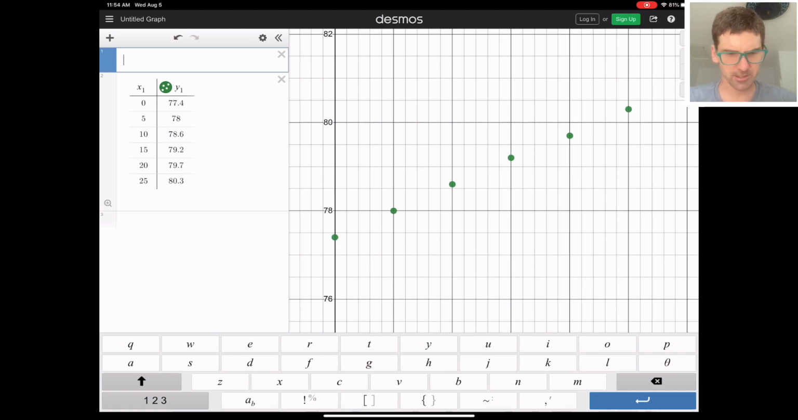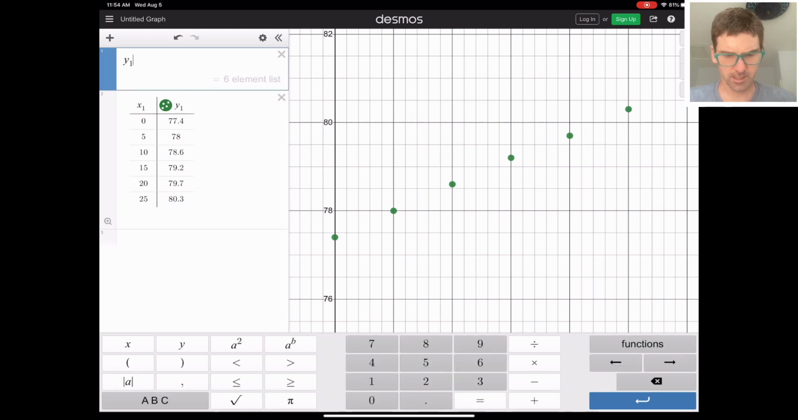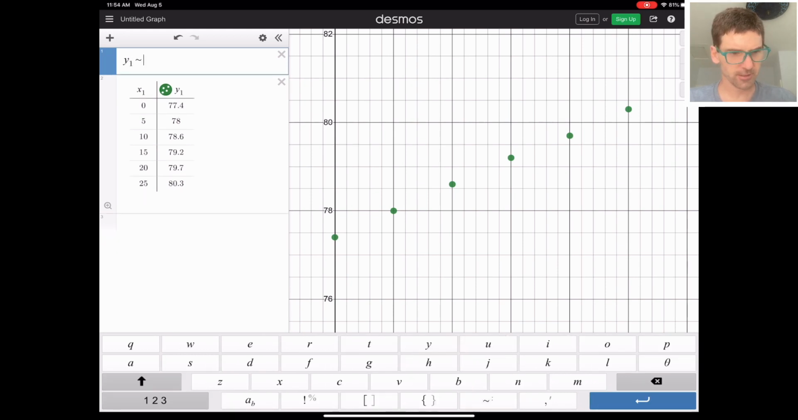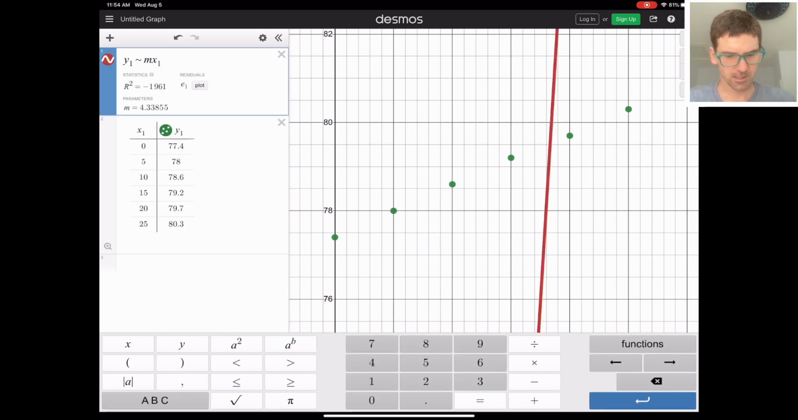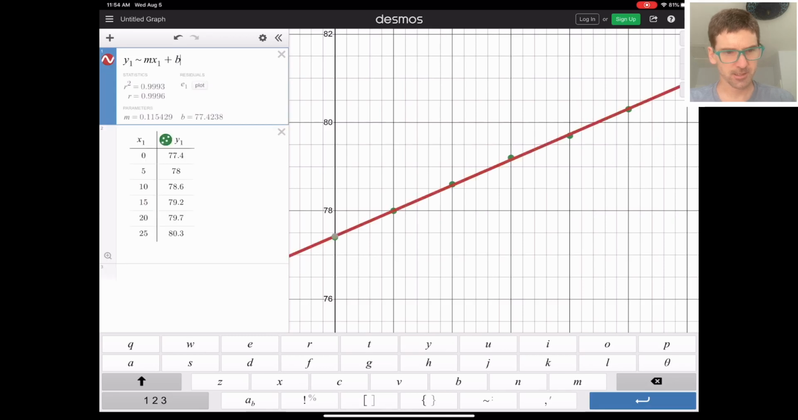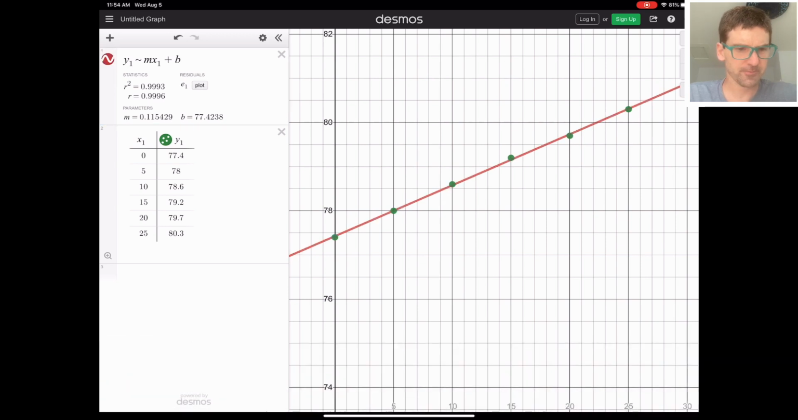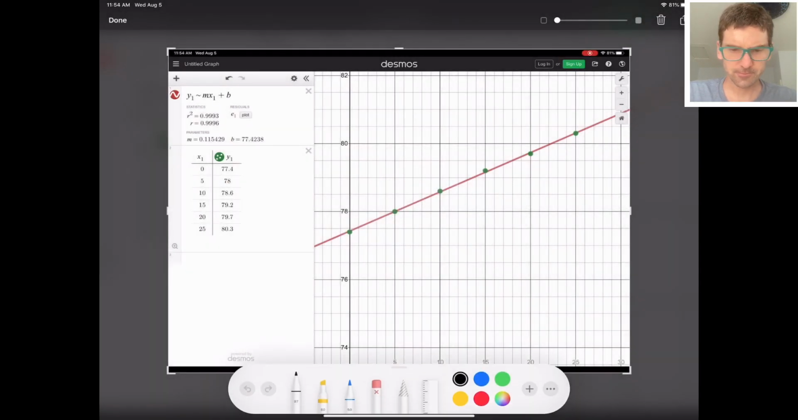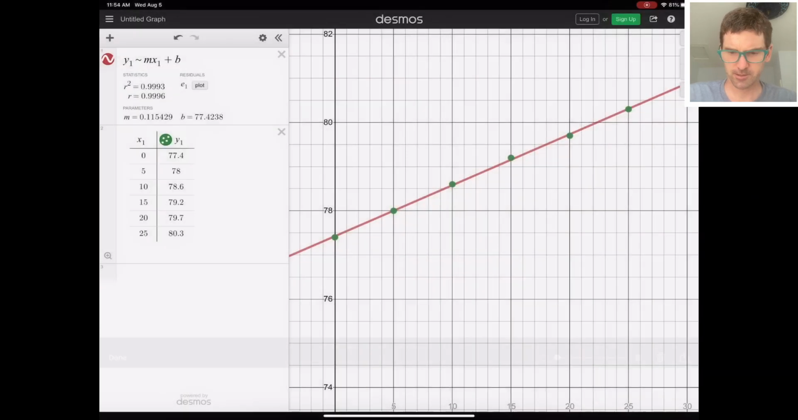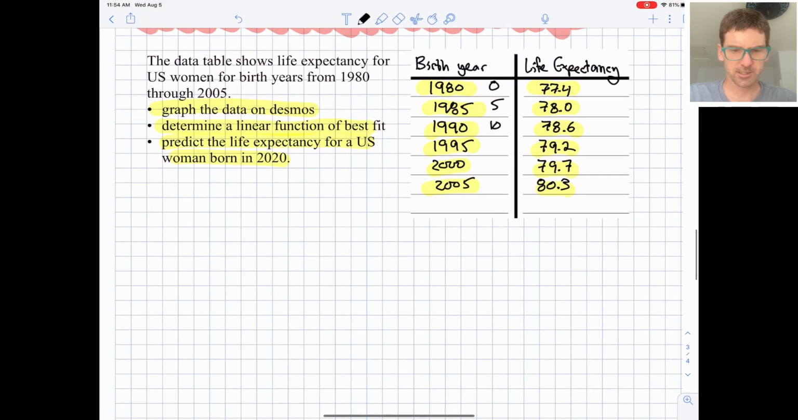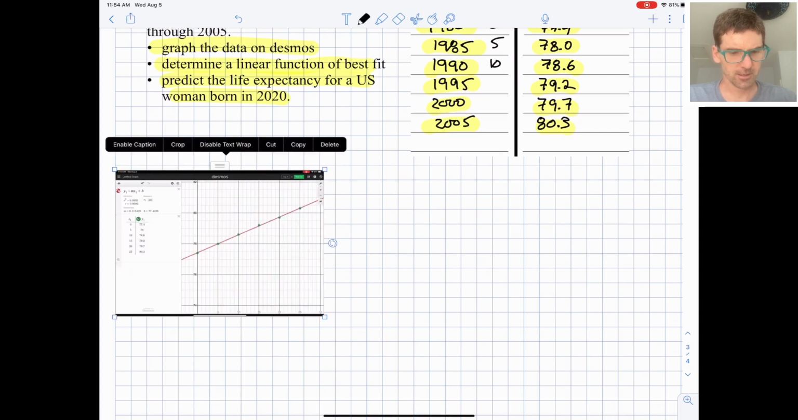So let's go ahead and do that. And so I'm going to do y1 and then find my tilde, which is over in the bottom here, and then equal to m times x1 plus b. And it found a line for us. So that's great news. I will take a screenshot of this and let's bring it back over to my note-taking app here. Okay, so let's paste this guy in. Cool, looks like we got it.